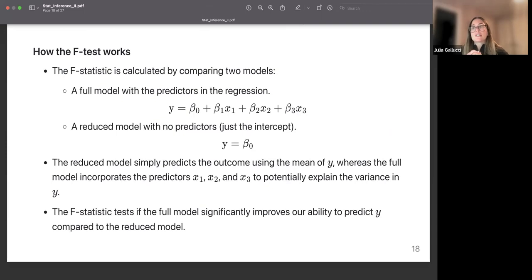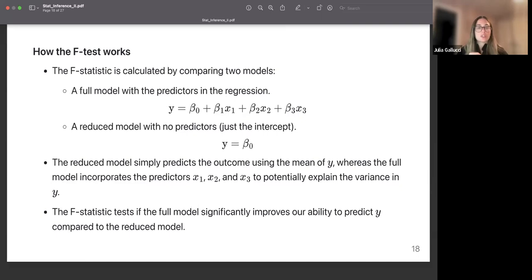So the F statistic, once again, is comparing two models. It's comparing this full model. This is the regression model that includes predictors. So for example, here we have this model, and let's say it includes predictors such as house size, number of bedrooms, and then neighborhood, for example, these three predictors.